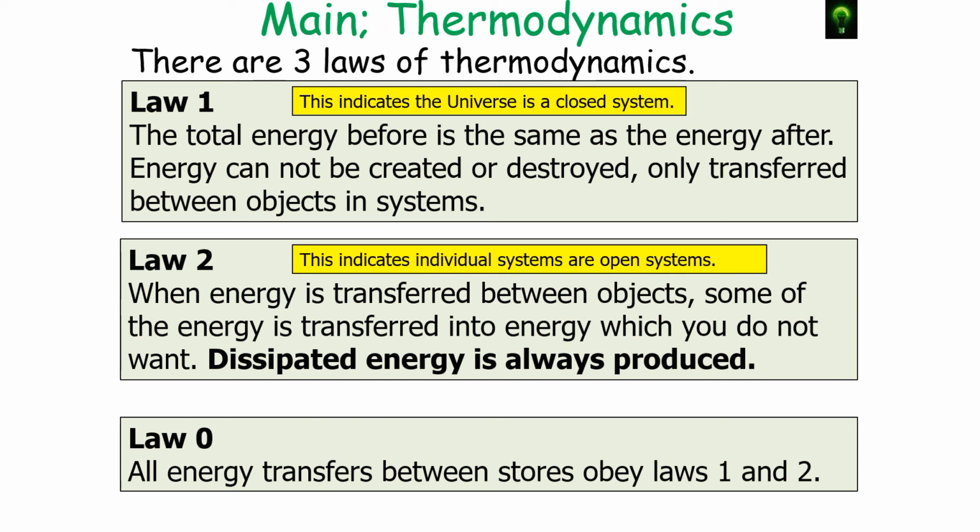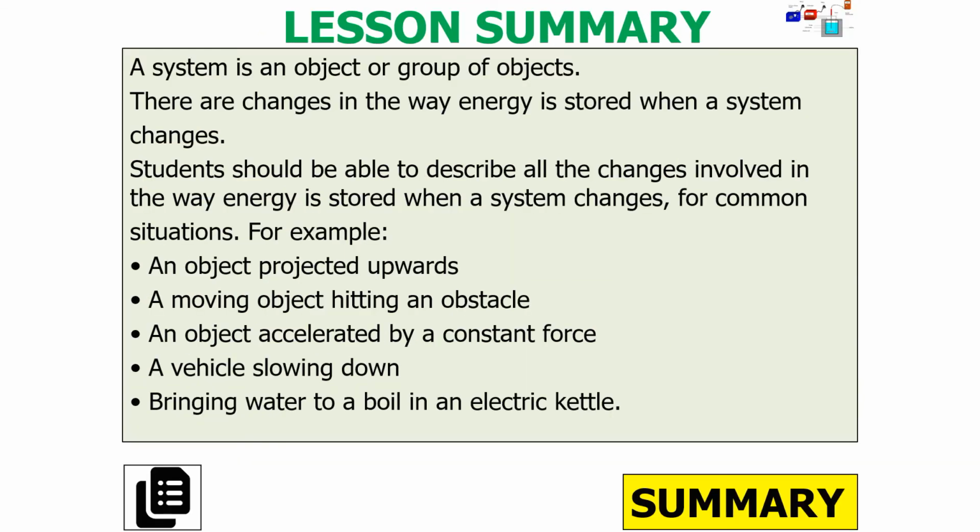So law 1 indicates to us the universe is a closed system because the total energy in the system remains the same. Law 2 indicates to us though that individual systems in our universe are open systems. Whenever you have an energy transfer going on in a system, some energy is always dissipated to the internal energy of the surroundings. So let's summarize what we've learned in today's lesson.